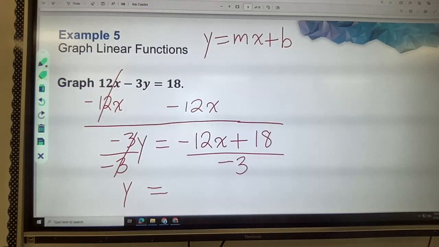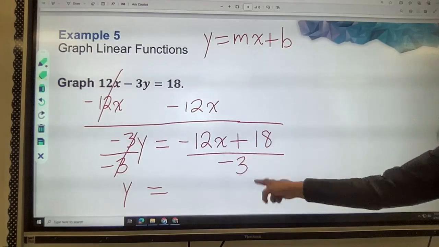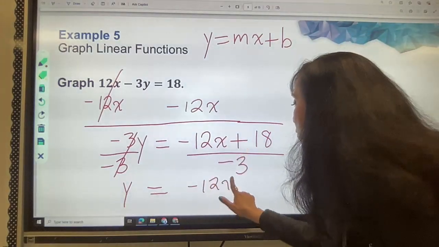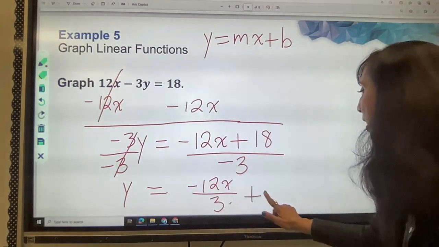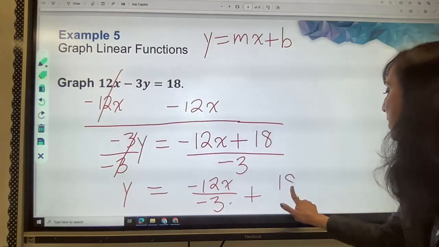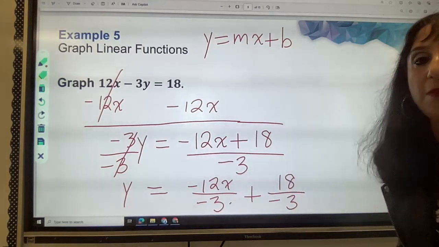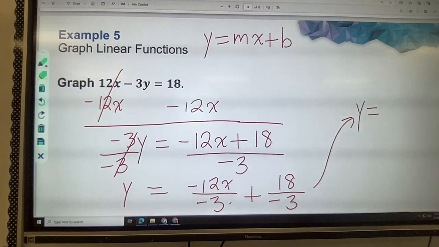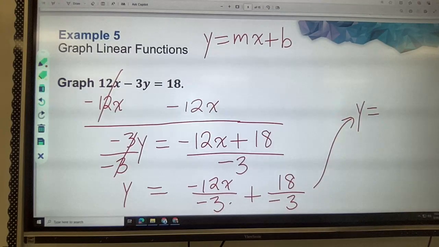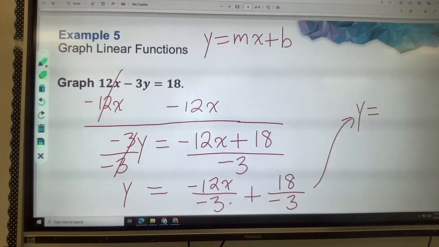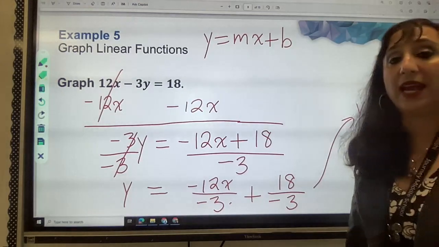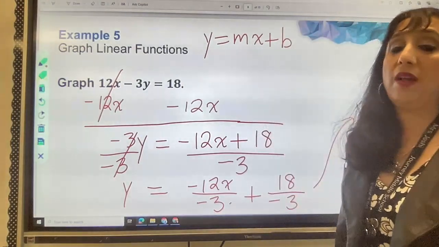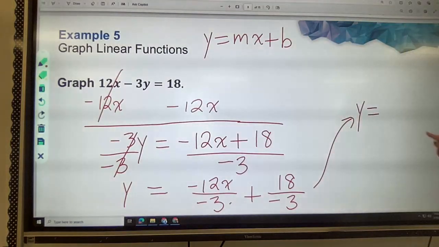So now, obviously, what am I doing? This divided by this and this divided by this, right? So this is like separating it out. It says negative 12x divided by negative 3 plus 18 divided by negative 3. So this is what I'm basically doing, right? So when I simplify, I get y is equal to, what is negative 12 divided by negative 3? And I know that since I am dividing negative by negative, I am going to end up with a positive quotient. So negative 12 divided by negative 3 gives me 4x.